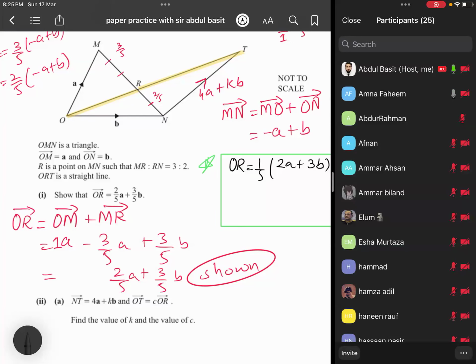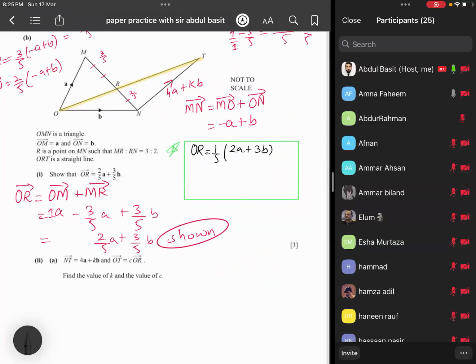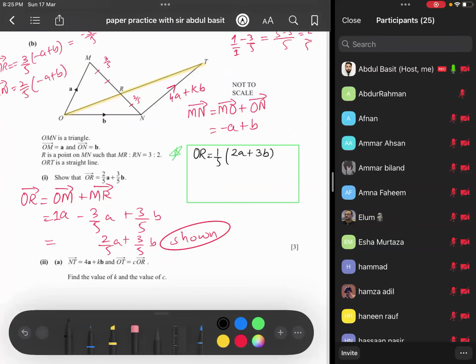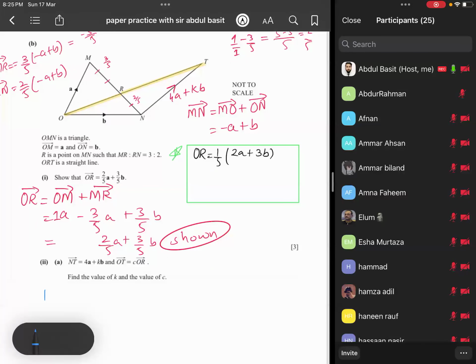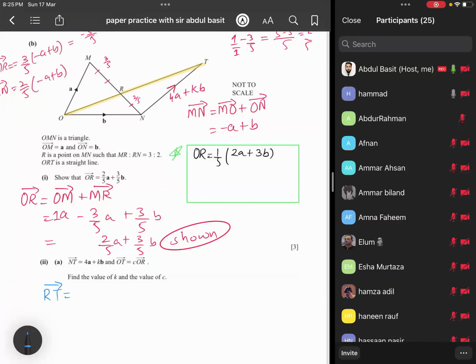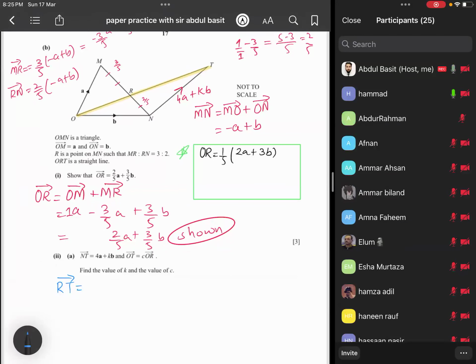ठीक है, ओके. आमना कह रही है कि सर पहले आर टी को फाइंड आउट करते हैं, कि आर टी है क्या चीज, तब हमें ओ टी का पता चलेगा. सो लेट्स फाइंड आउट आर टी. हमाद, कैन यू प्लीज टेल मी व्हाट इज द डिस्टेंस ऑफ आर टी? सर आर टी का, आर टू टी. ओ टू आर और आर टू टी.